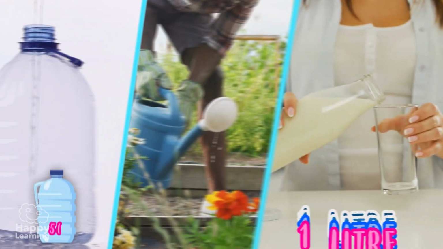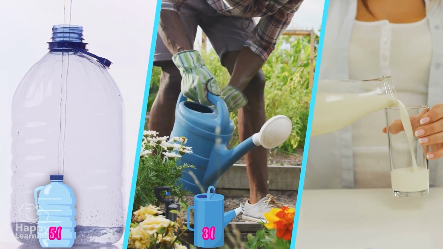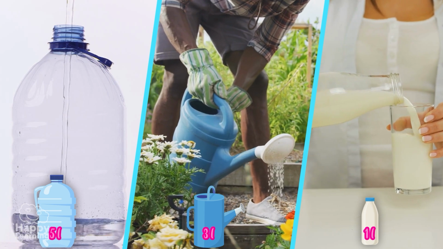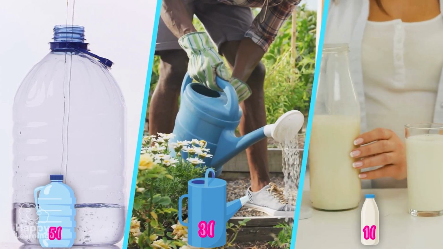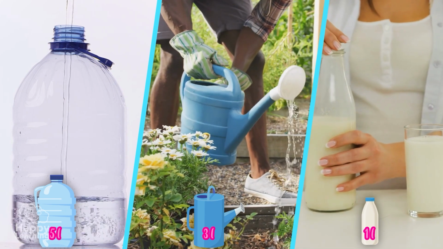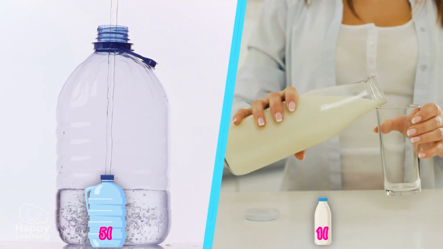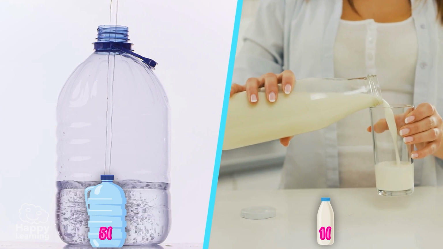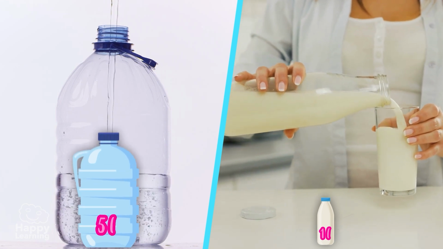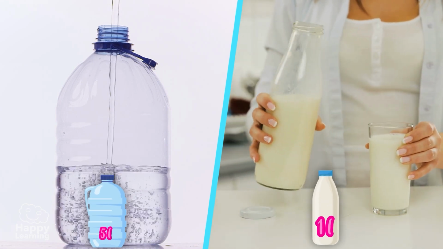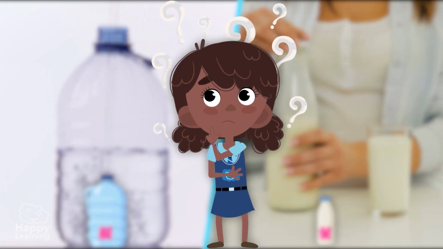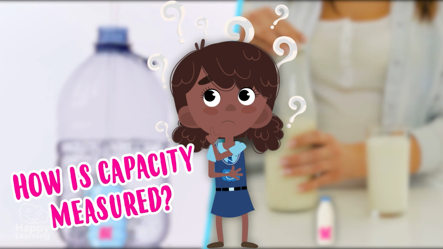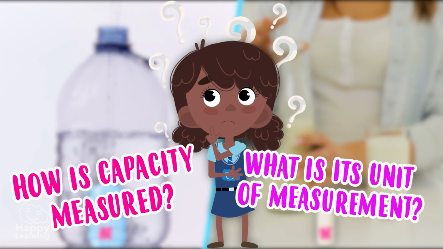As we can see, the canister, the watering can, and the bottle are containers in which we can put water. And depending on their size, they have more or less capacity and can hold more or less liquid. Of course, the canister is much larger than the milk bottle, so it can hold much more. But then, how is capacity measured? What is the unit of its measurements?